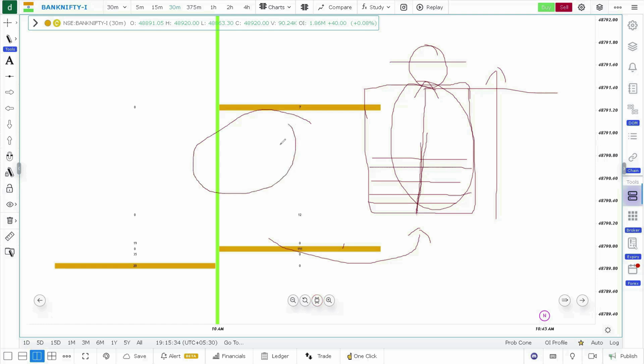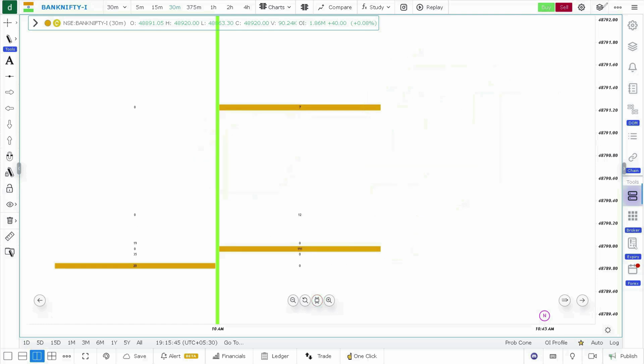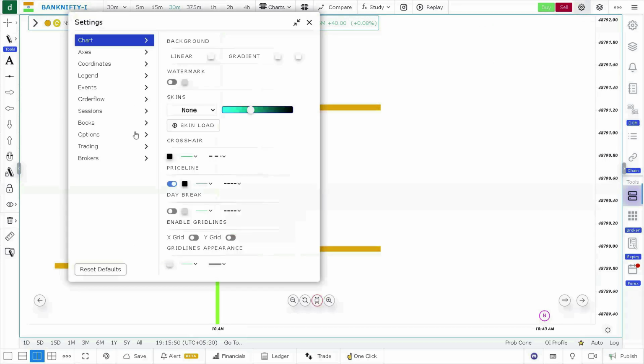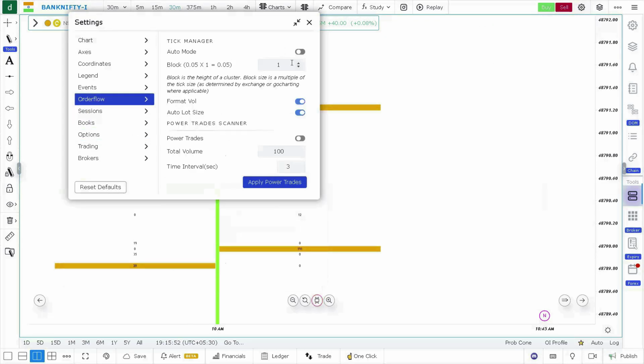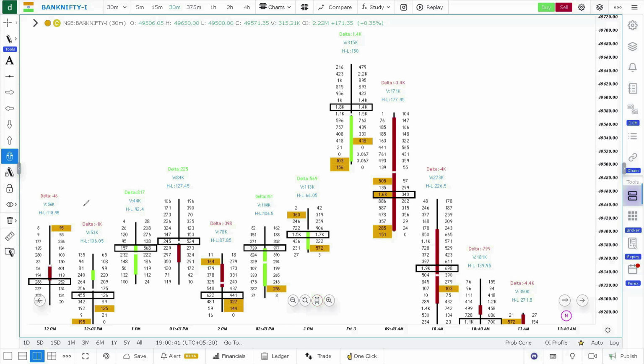So these gaps are negligible, but what is important is our bigger gaps, let's say 5 points, 10 points. Those gaps are very much important. These intraday gaps give good trading opportunities for a trader.